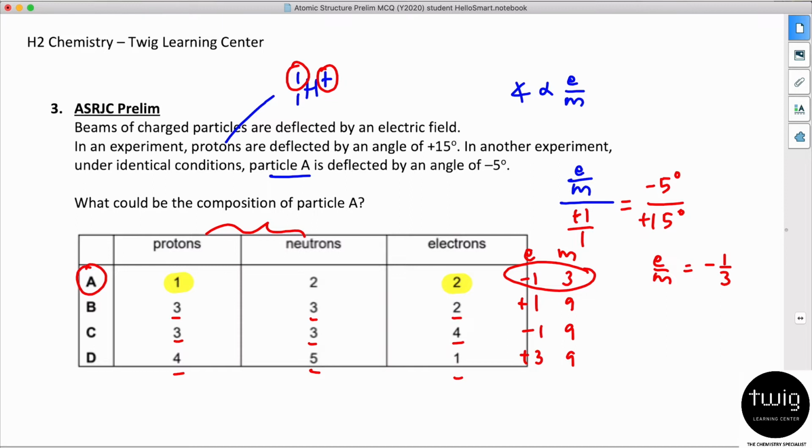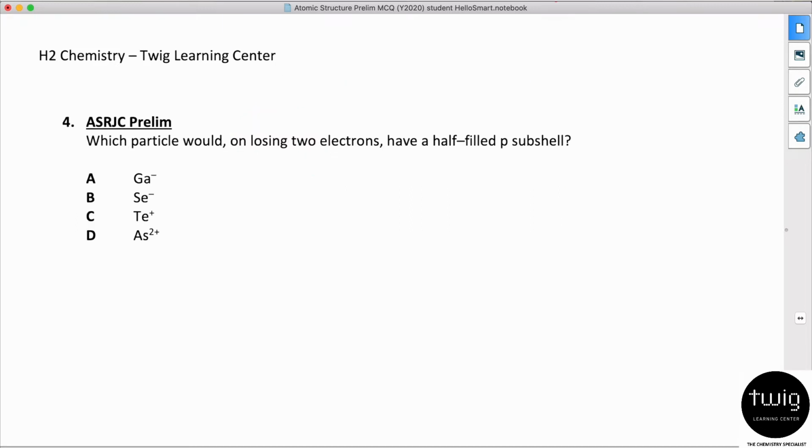All right, let's look at the next question, question 4. Which particle on losing 2 electrons will have a half-filled p subshell? Alright, so normally what I do is I'm just going to write down the configuration for gallium, selenium, tellurium, and this is arsenic. Okay, so I'm going to write the configuration. I'm going to keep it really simple. I'm just going to write N as the outermost shell.